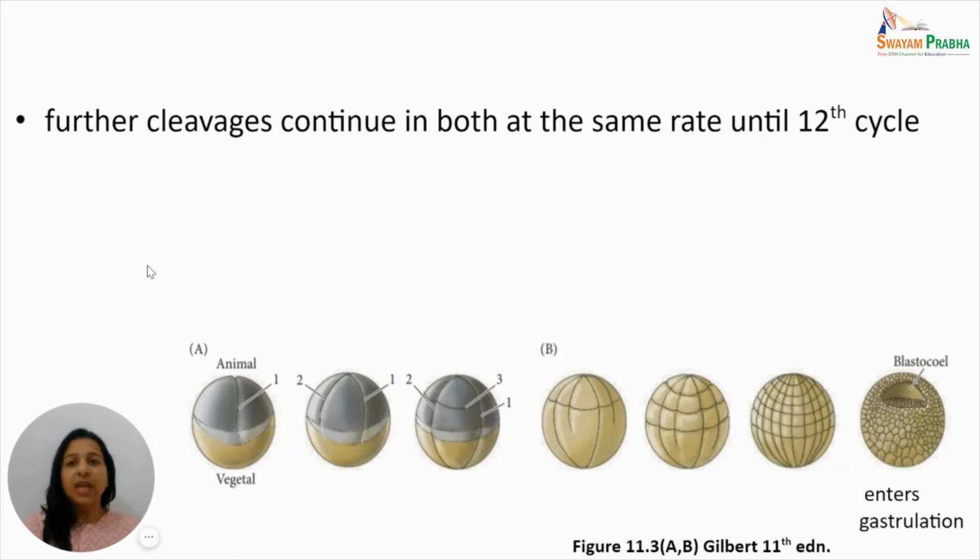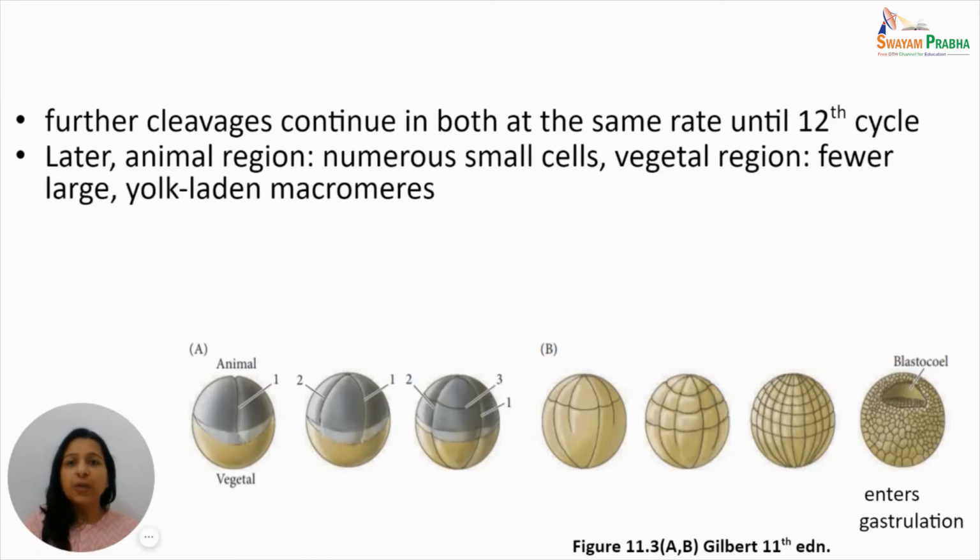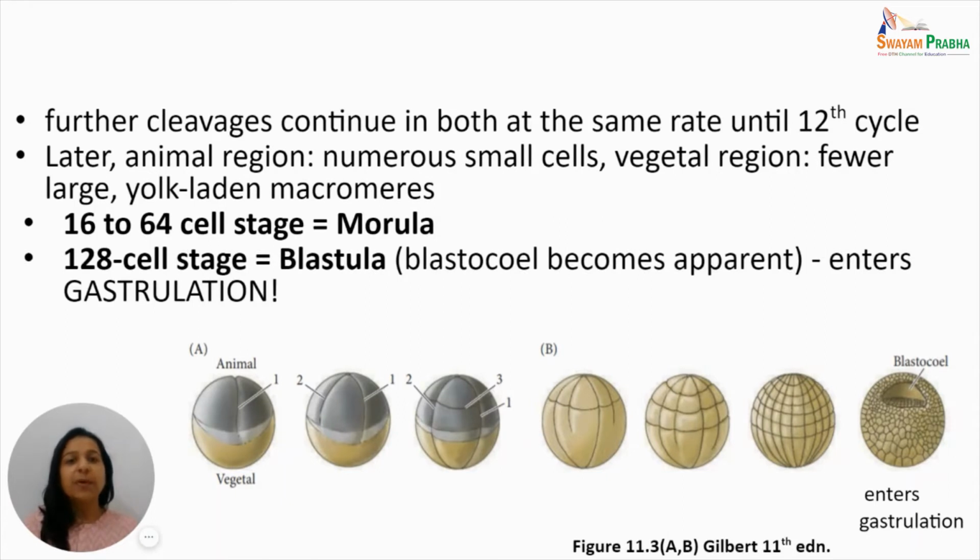Now further cleavages will happen in both the micromeres as well as macromeres at the same rate until the 12th cycle. Later, in the animal region, numerous small cells will be formed because the micromeres will divide at a little faster speed as compared to the macromeres, where more yolk is present. Ultimately, a morula will be formed at the 16 to 64 cell stage, and when it develops a blastocoel or a cavity, the stage is known as blastula, and we say blastula at the 128 cell stage. Now blastula is the stage which has to enter gastrulation.